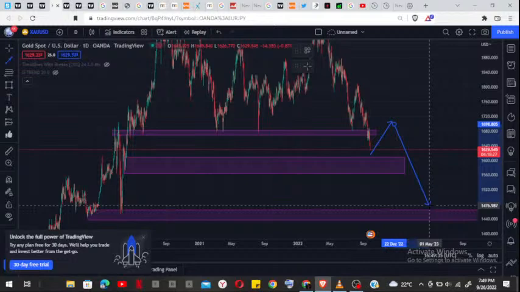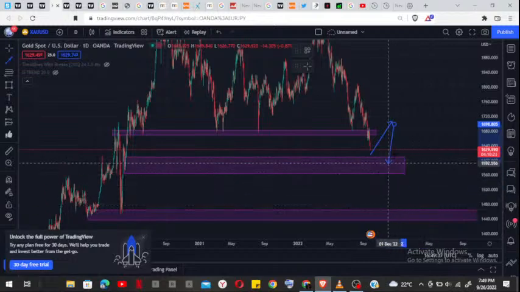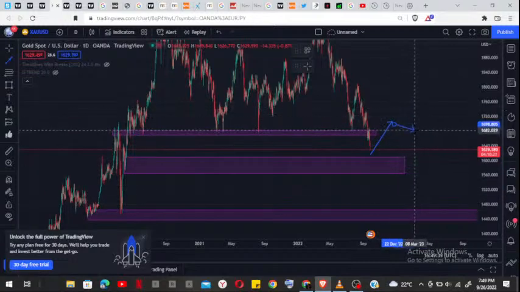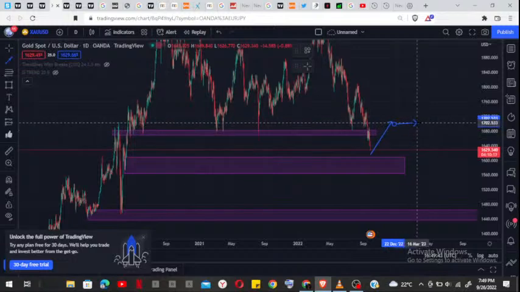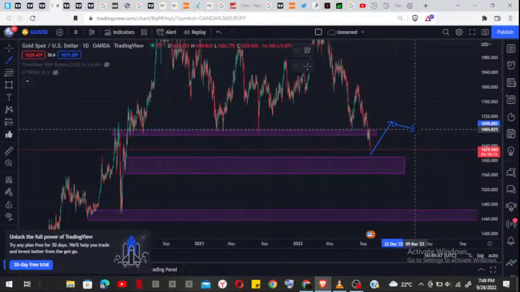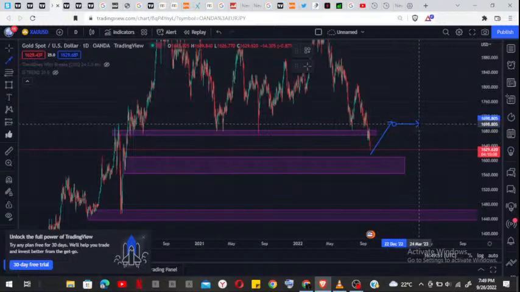Most probably this is what might happen in the market. There is a high chance of it coming back to this zone over here, or it might go back to 1700. But if it doesn't come back, it might just play around this zone, 1698 or something of the sort, before actually dropping even further.